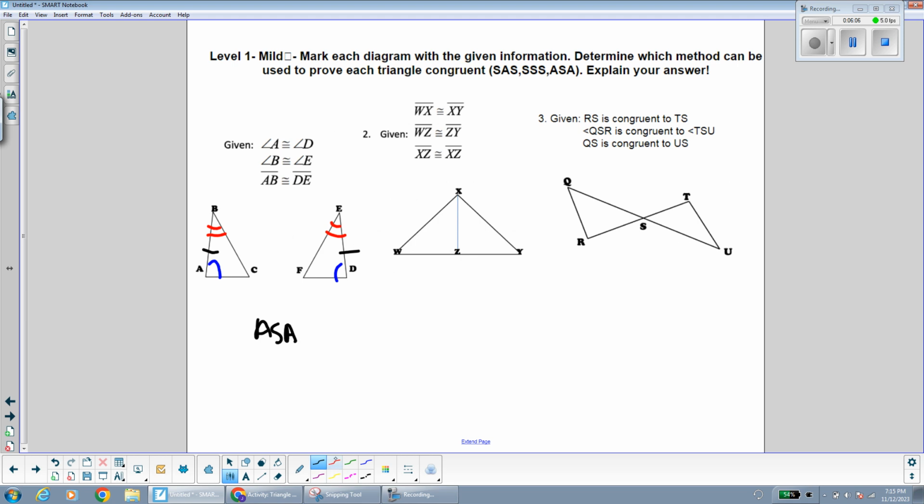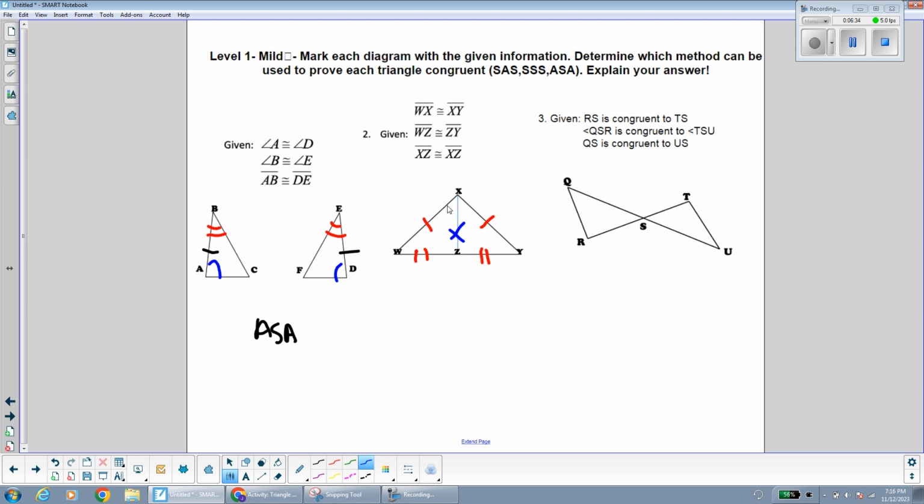Over here in the next example, we have WX congruent to XY. We have WZ congruent to ZY. And we have XZ congruent to itself. Even if they didn't tell us that XZ was congruent to itself, we would know that because it's shared between the two triangles, the left hand and the right hand triangle. And when something's shared, we know it's congruent to itself by the reflexive property.